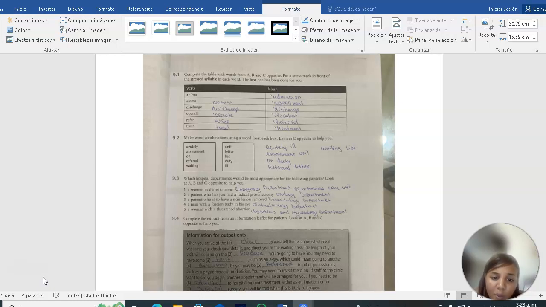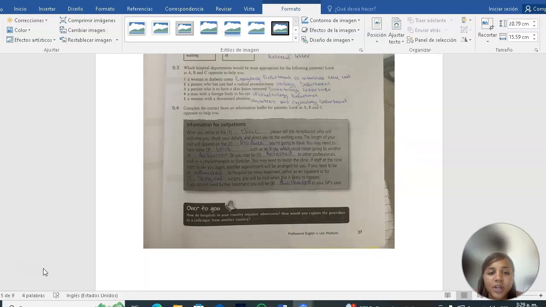A woman in diabetic coma: emergency department, or intensive care unit. A patient who has had a radical prostatectomy: urology department. A patient who is to have a skin lesion removed: dermatology department. A man with a cataract: ophthalmology department. A woman with a pregnancy: obstetrics and gynecology department.